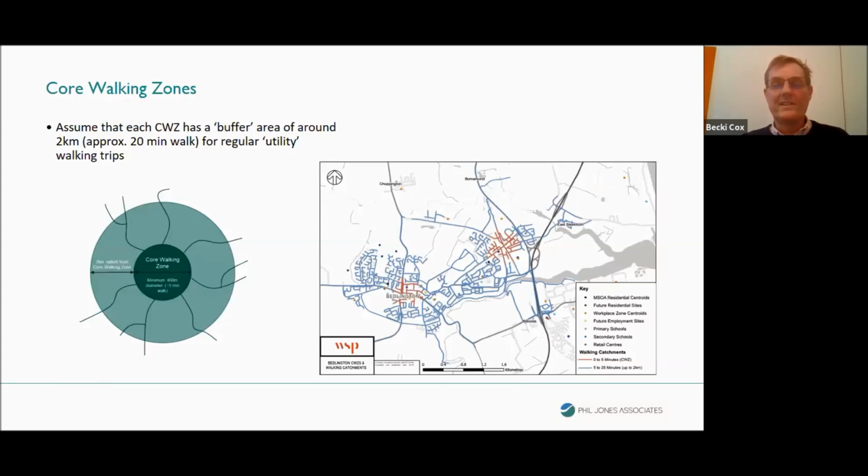And you can either look at that in purely geographical terms, or if you've got the time and the ability, you can put it in GIS and log it as actual travel times, so that you don't get just a perfect circle, but you actually get an isochrone based on the actual routes that people have available to them. And this on the screen now is just a typical example. This is one that WSP did up in the northeast in a smallish town. So the red are the core walking zone areas, and then the blue are all the feeder routes that are within that 2 kilometre buffer of that town.